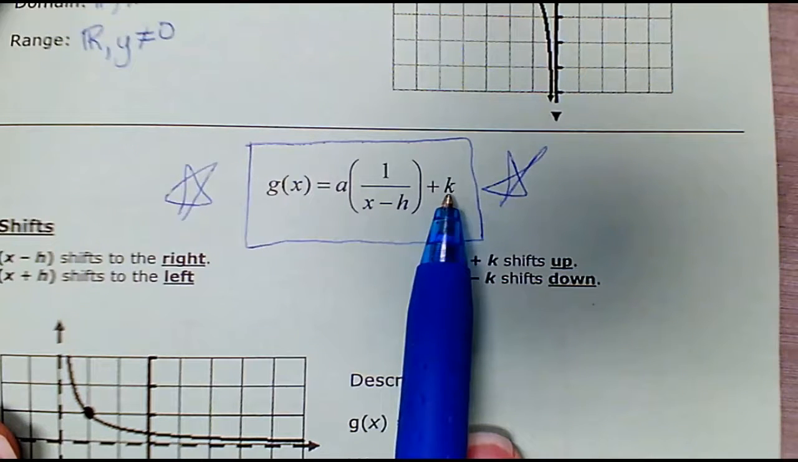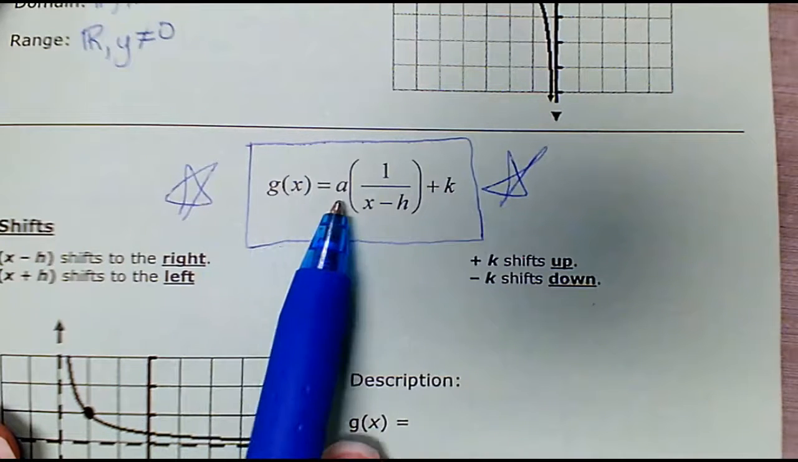Very nice. And it's just like it always is. It's hanging out on the outside. It's what you add or subtract as the constant at the end. And then the A value is the scale changes. So this is the vertical stretches and compressions that you've seen before. And it's all in the same spot.